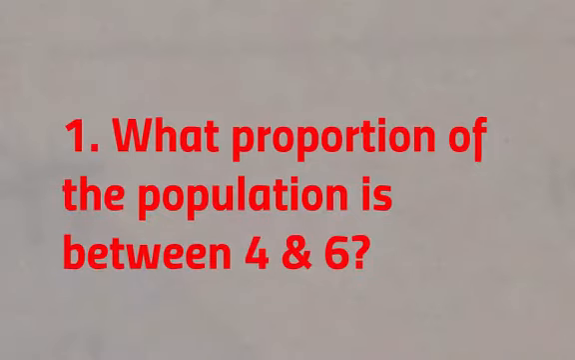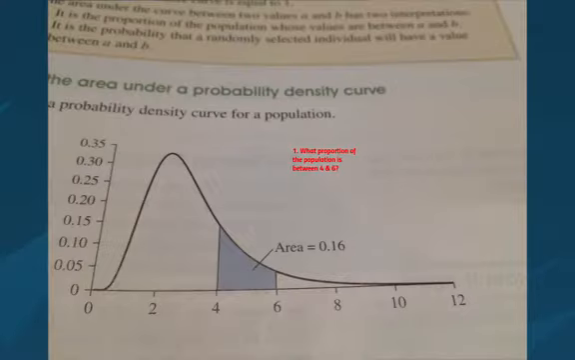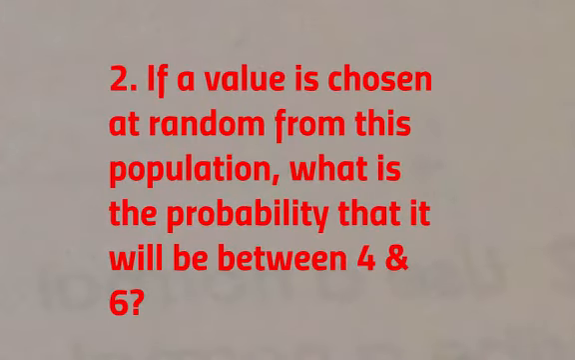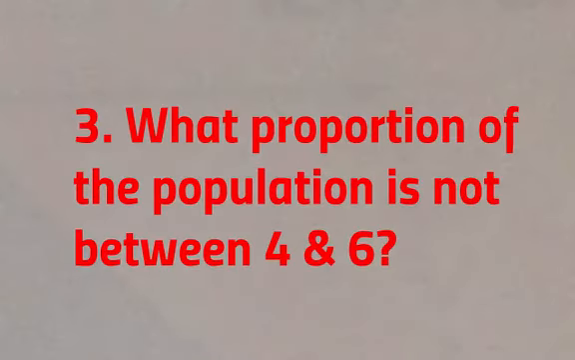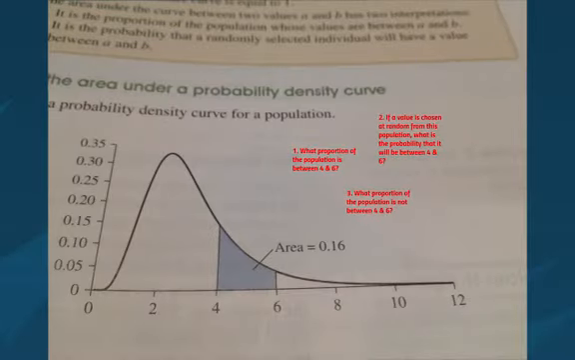My first question is, what proportion of the population is between 4 and 6? Looking at this probability curve, try to answer this question. Second question: if a value is chosen at random from this population, what is the probability that it will be between 4 and 6? Third question: what proportion of the population is not between 4 and 6? We're looking for the proportion of the population which is not between 4 and 6.